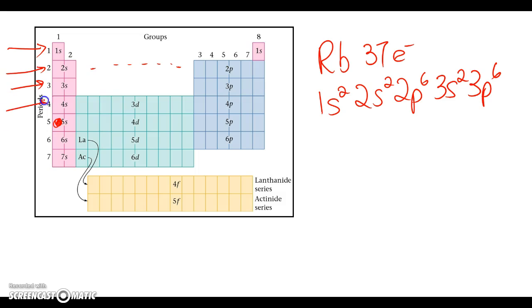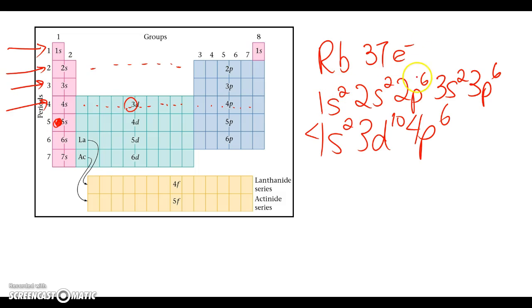So I'm going to come down to period 4. Well, 4s will hold 2. But notice now I'm into the d's. The principal energy level of d is always the period number minus 1. So we're into the 3d's, and it can hold 10. And then I'm back to the 4p's, which can hold 6. I should have almost all of them: 2, 4, 10, 12, 18, 20, 36.